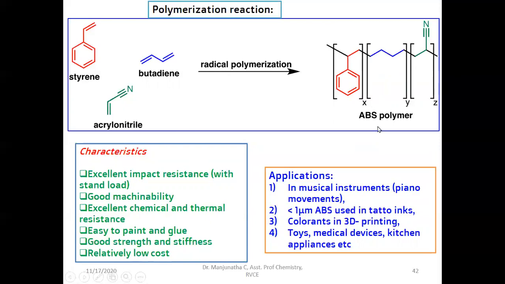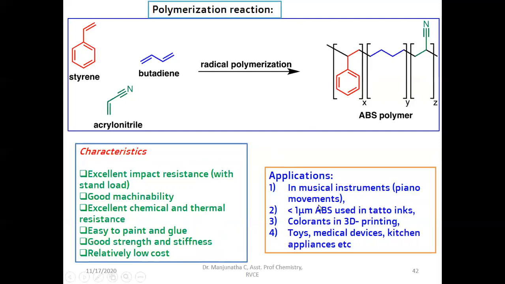And this ABS polymer will exhibit different properties based on the composition of X, Y, and Z. So this polymer exhibits excellent impact resistance even under load, good machinability because it's a thermoplastic and can be molded into any shape, excellent chemical and thermal resistance, it's easy to dissolve along with paint and glue, good strength and stiffness, and relatively low cost compared to other thermoplastic materials.